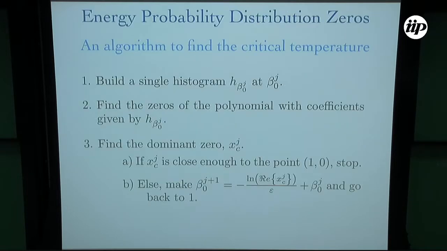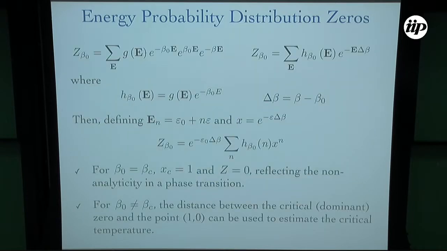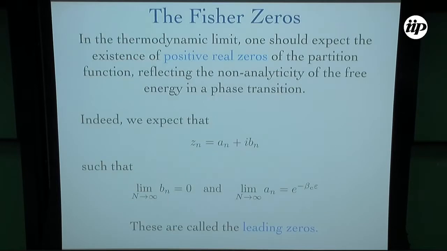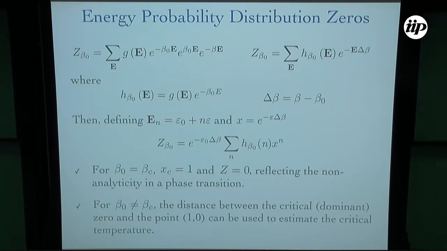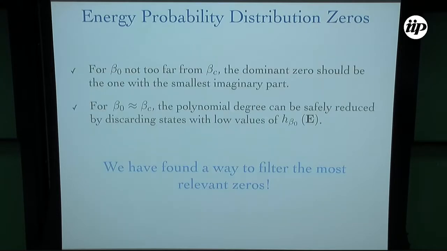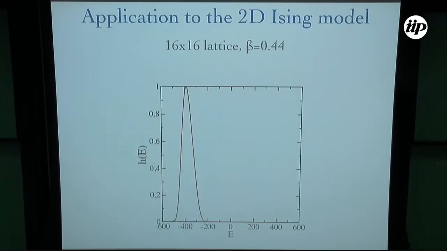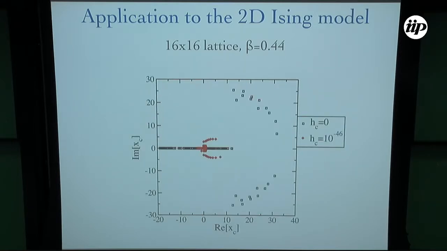What we have done is just multiply the Fisher zeros. We have e to the minus beta epsilon. In our zeros, we are multiplying it by e to the beta naught epsilon. It's just a rescaling of the Fisher zeros, okay? So they are essentially the same zeros, but rescaled now. And so by doing a simple rescaling, I have the Fisher zeros for the 2D Ising model, okay?